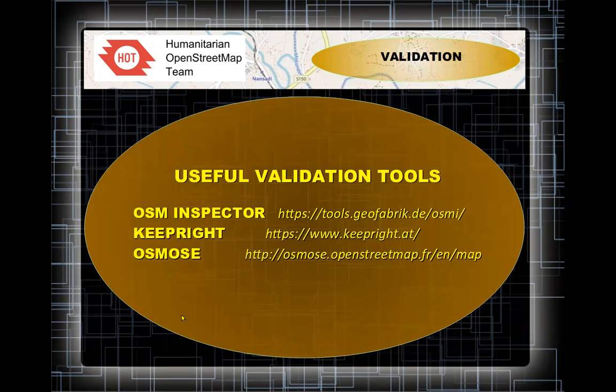Right. Other useful validation tools that we use: we can do an overall check once the whole of the mapping has been completed and there's no one else working on the project. We can then open up the OSM Inspector, KeepRight or Osmose, and we can go through and check that the various areas are clear and free of any problems before we can archive the project and say we're satisfied that it is completely mapped and is to a good standard. So those are useful tools that we use for cleaning up after the project.